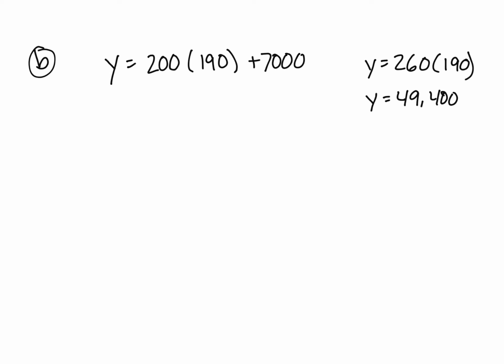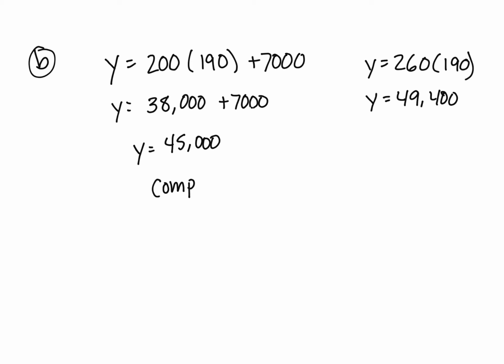And over here, this would be 38,000 plus 7,000, which is 45,000. So this one was company A, and this side was company B. So for 190 feet, company A is going to charge us less money. It charges us 45,000, and company B would charge us 49,400. So company A is the better choice if you need a 190-foot fence.